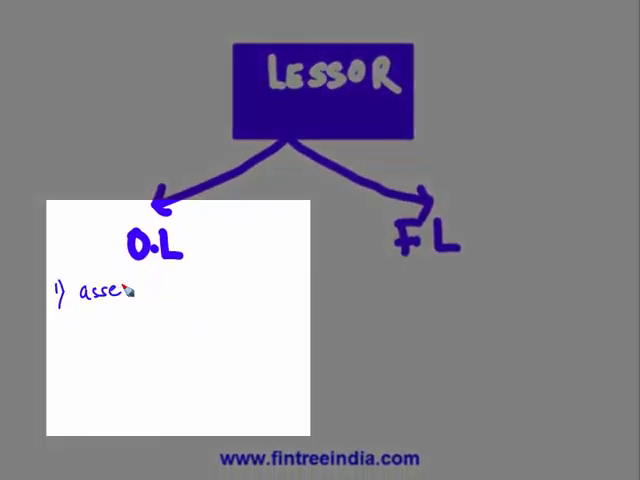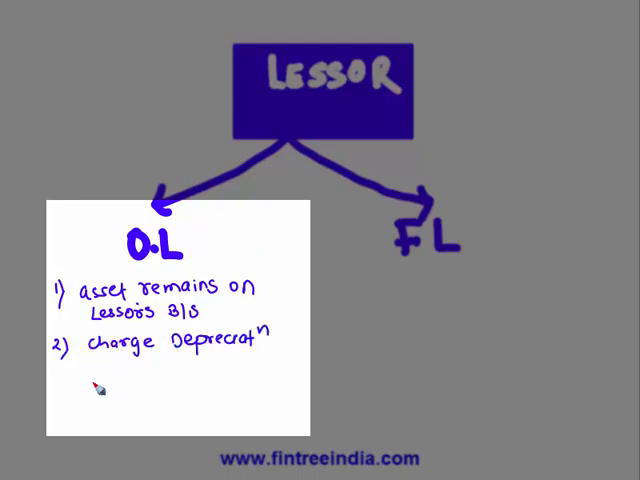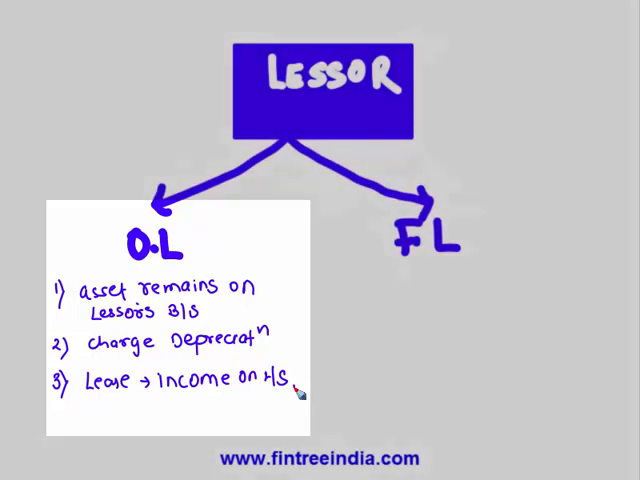Point number one, the asset remains on the lessor's balance sheet because he has given it out in the form of operating lease, a genuine rent transaction. Second, every year he will charge depreciation. And third, lease income would be shown as a part of income on the income statement.